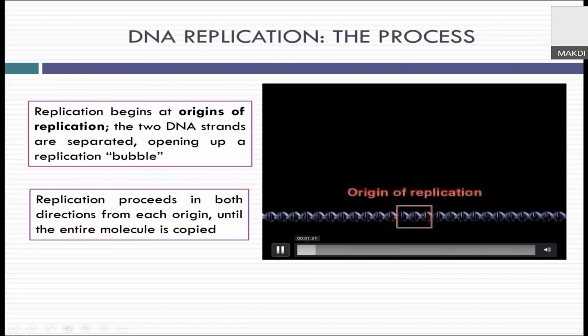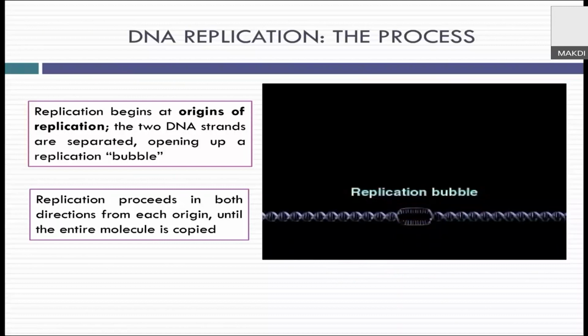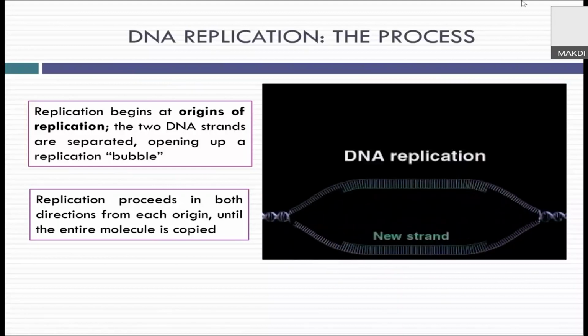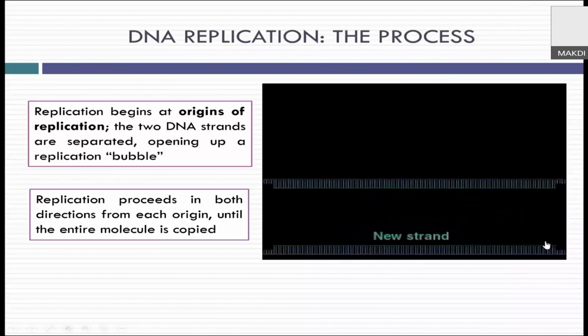The DNA molecule begins with a specific sequence called an origin of replication. The two strands separate, forming a small replication bubble. DNA replication starts and then proceeds in both directions until the original DNA molecule is completely replicated.